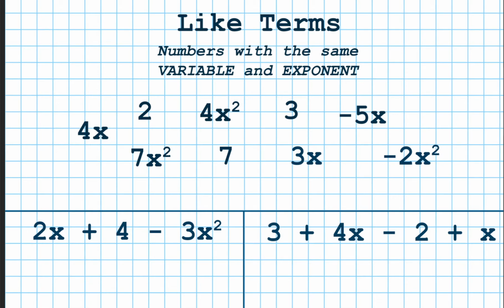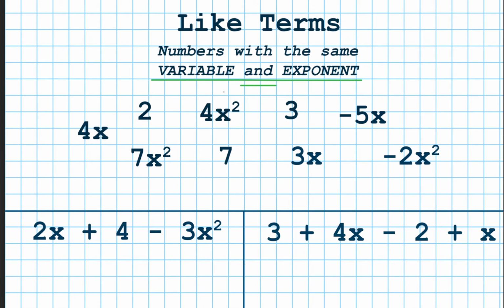Well, like terms are simply numbers with the same variable and exponent. I'm going to double underline the word "and" because it's important. Because you're going to find a lot of terms may have the same variable, but they're not like terms unless they have the same variable and exponent. Just a reminder, a variable is just a letter that's next to a number. It represents an unknown number that we're going to be using to multiply later.